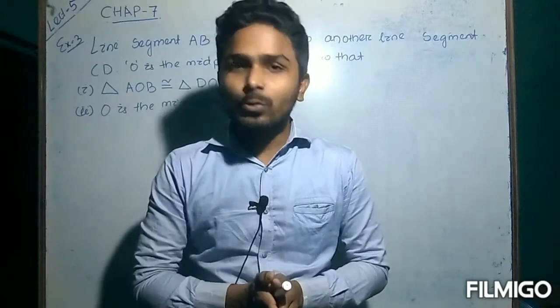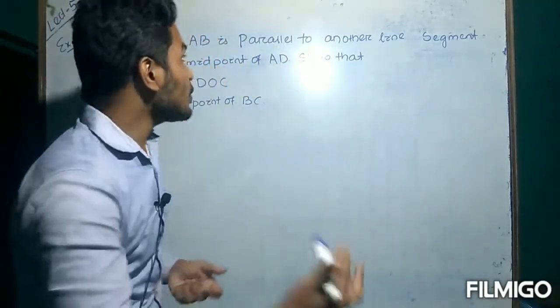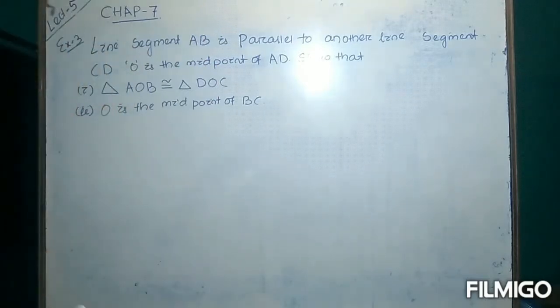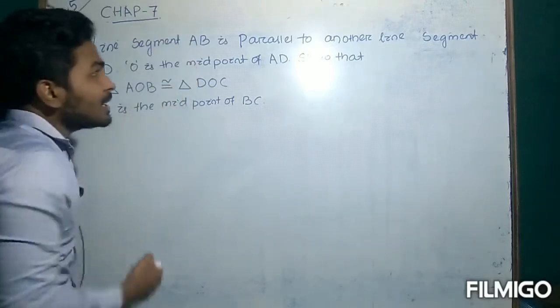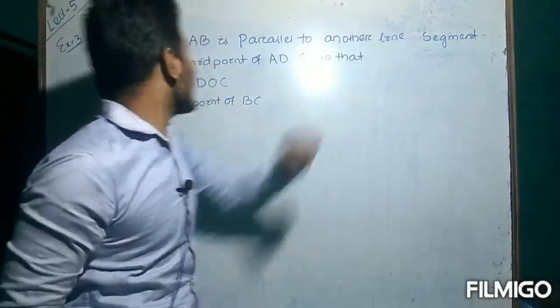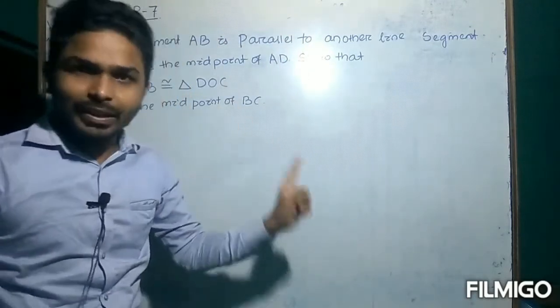And now, based on theorem number 7.1, we will solve some questions. Example number 3 from the NCERT. Okay? So, let us understand the statement. According to question number 3, it is given that line segment AB is parallel to another line segment CD. Okay? So, from the statement, we have to draw the figure.